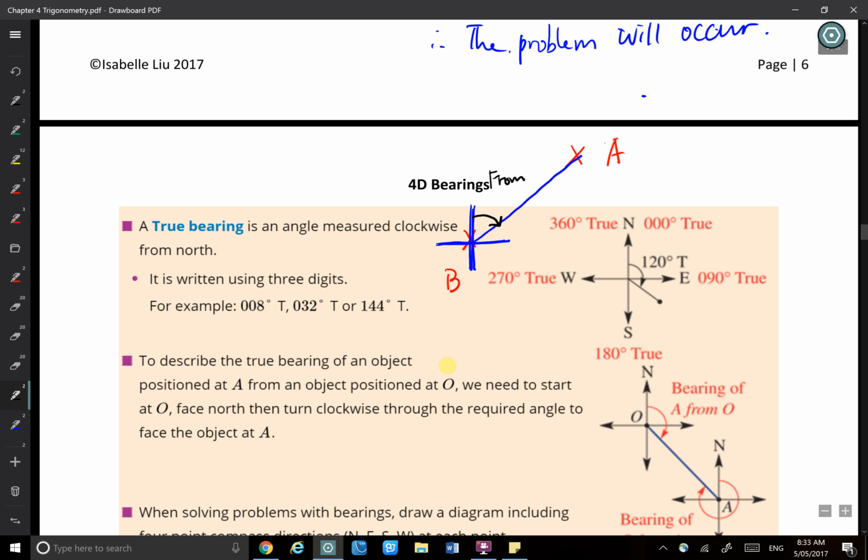This bearing is from B. Do you think the bearing of B from A will be the same or different from this angle? Different, because if it's from A, that's from A. So the bearing will start from the north until you meet the line, so the big angle here is the bearing of B from A. So even though you have two things, the bearing from A and from B will be different.